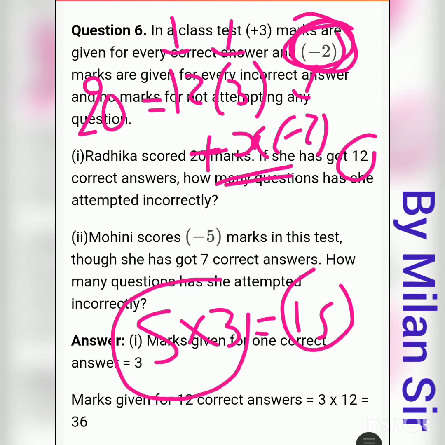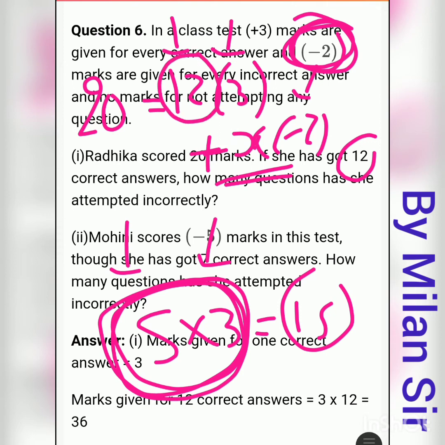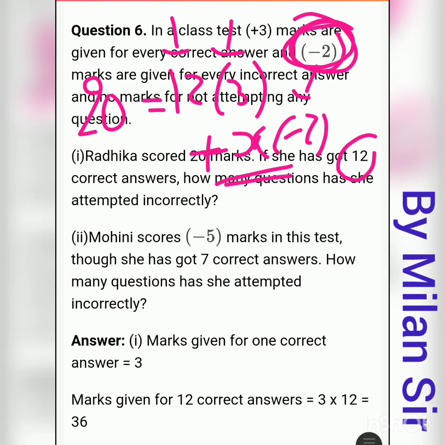That means we need to multiply these two things, right? Number of correct answers multiply marks. So same thing we do here. Number of correct answers is 12, multiply marks. And same thing for incorrect answers: number of incorrect answers x, multiply its marks -2. Okay, now from here we need to find x, that means the number of incorrect answers.